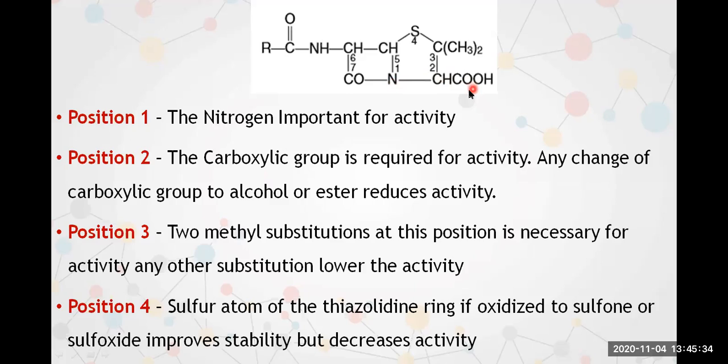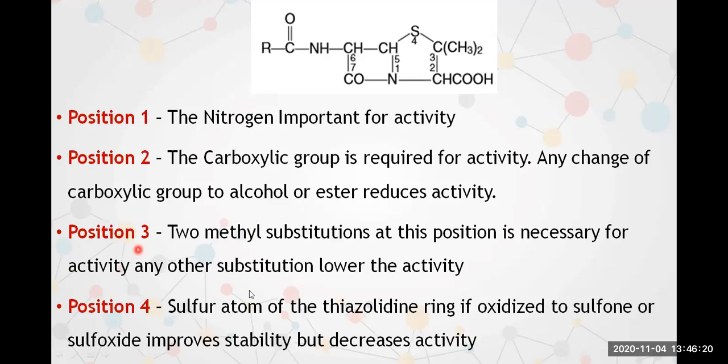Position number 2 is having a carboxylic group attached to the carbon, and it should be a free carboxylic group. It should not be like CO, CH3 or CH2OH or any other ester group, like C double bond OCH3. This small substitution will also not be tolerated for this class of compound to show its original activity. Because if you replace COOH with, for example, COOCH3, then also activity reduces. If you replace COOH with CH2OH, if you make the carboxylate into the alcohol or ester, it also reduces the activity. That means the plain carboxylic group is important.